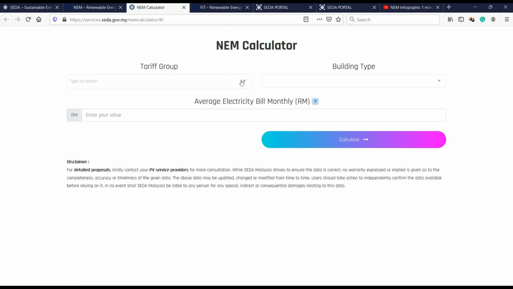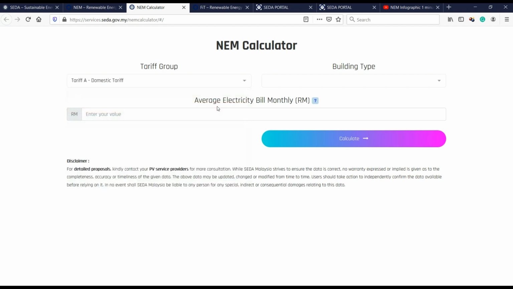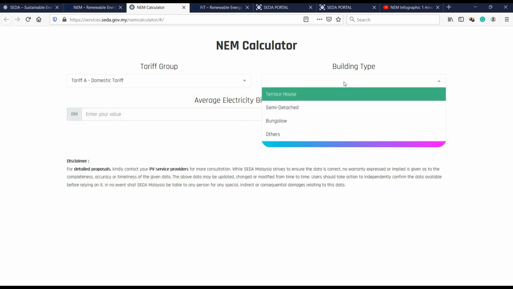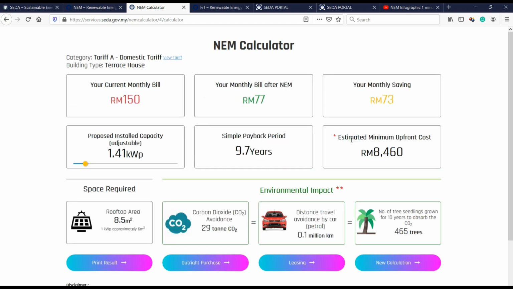Okay, let's say your tariff is domestic, which is residential tariff. So let's say your house is a terrace house. Average monthly electricity bill, let's say my house is about 150 ringgit. So click calculate. The proposed installed capacity is about 1.41 kilowatt peak.